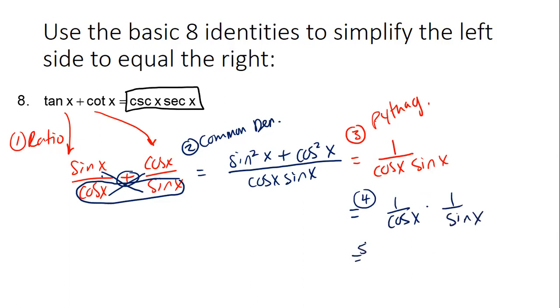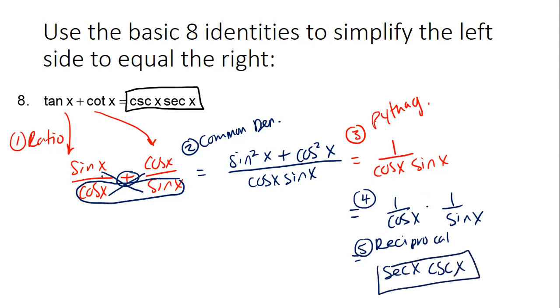And by ratio, what do they equal? Reciprocal. What is 1 over cosine? Secant. What is 1 over sine? Cosecant. And is that what our goal was? Yes, it was.